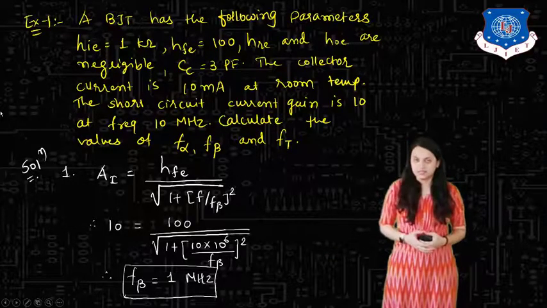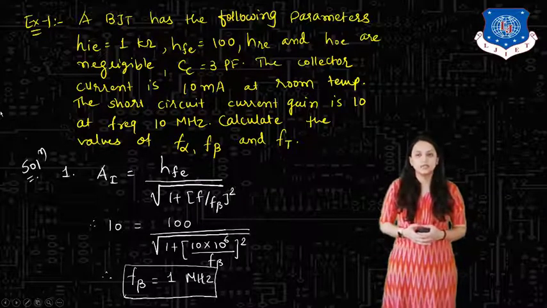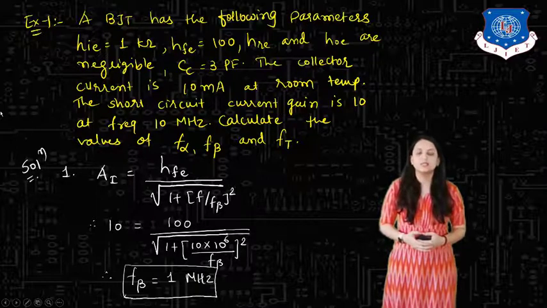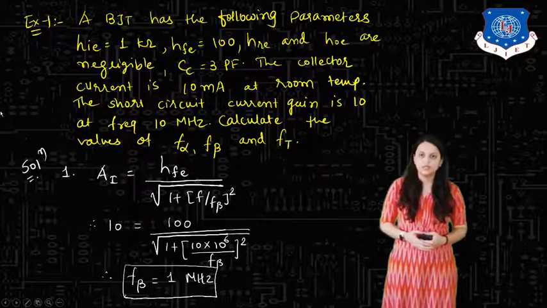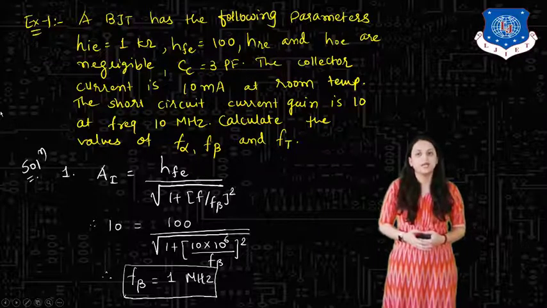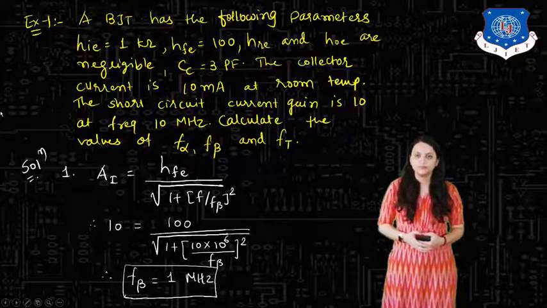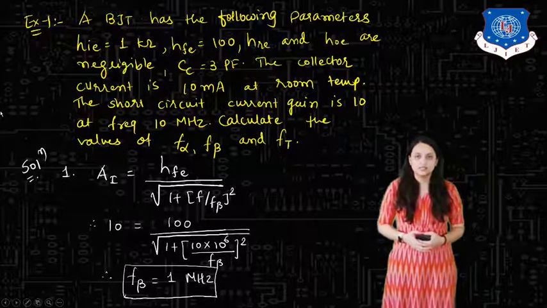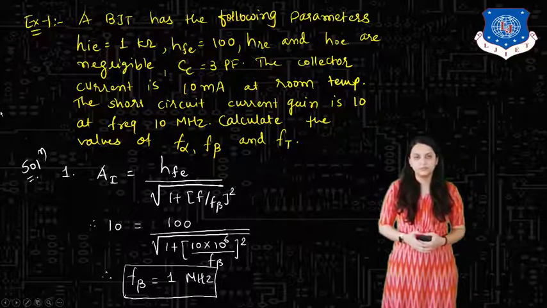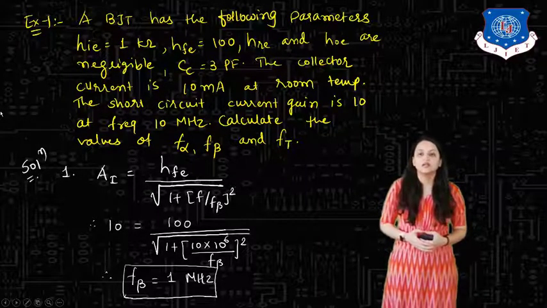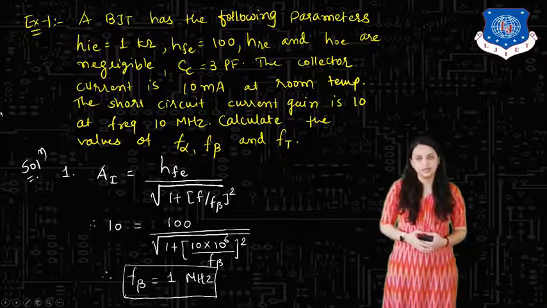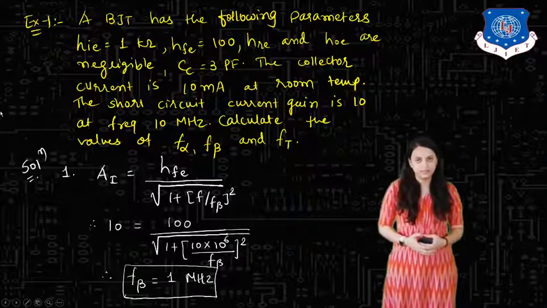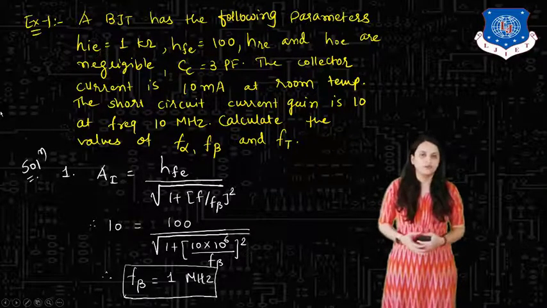Now let us consider one example. Here, data is given for a BJT which has the following parameters: hie equals 1 kilo ohm, hfe equals 100, hre and hoe are negligible, Cc equals 3 picofarad. The collector current is 10 milliampere at room temperature. The short circuit current gain is 10 at frequency 10 megahertz. Calculate the values of f alpha, f beta and f t. So now let's solve this.